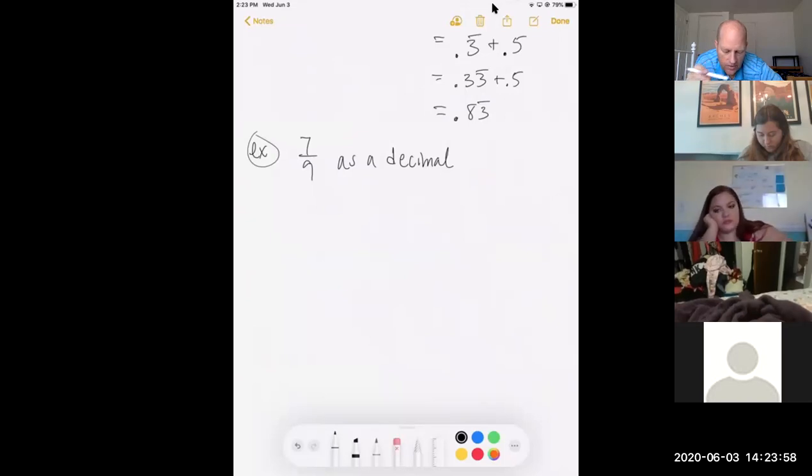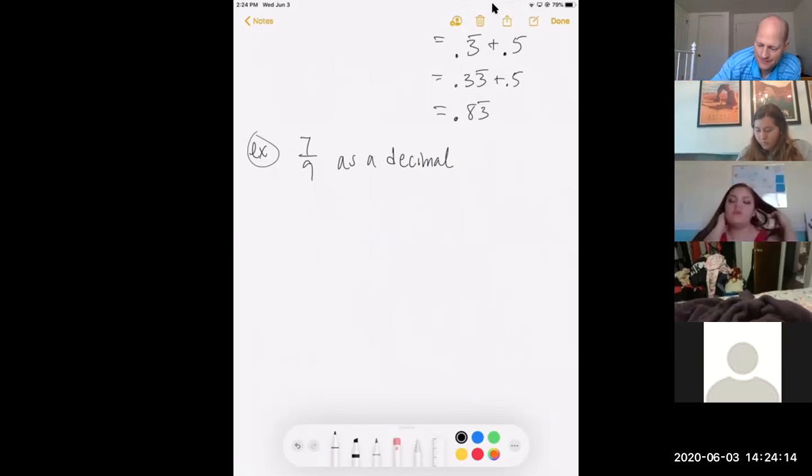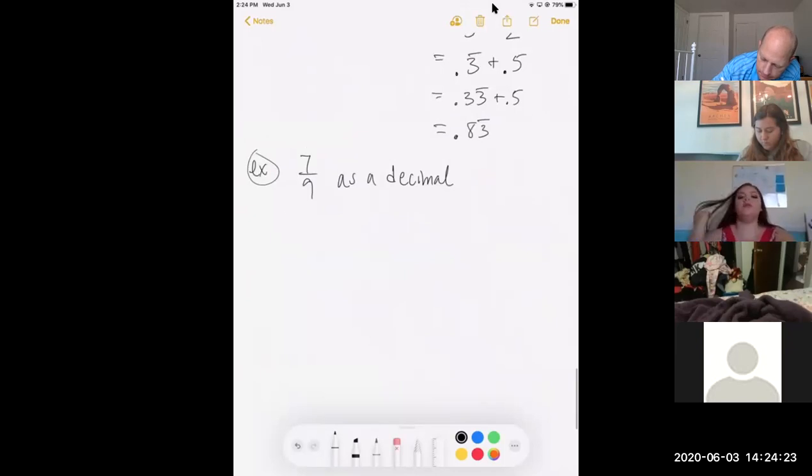Okay, what do you guys think now? 7/9 as a decimal. Did anybody get an answer for that? Nobody, huh? I got 0.7 repeating. Yep, tell me how you got that. Well, because 1/9 into a decimal is 0.1 repeating. And so if you multiply that by 7, then all your numbers are going to become a 7.